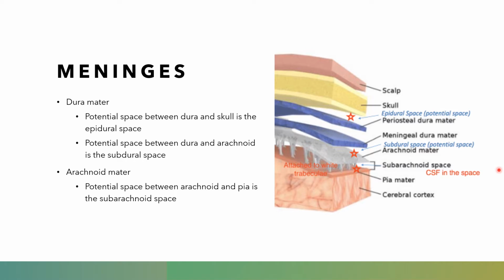The arachnoid is the next layer, and the space between the arachnoid and the pia is the subarachnoid space because it's below the arachnoid. The deepest layer is the pia mater, and that's directly adherent to the brain, and that's this layer right here.